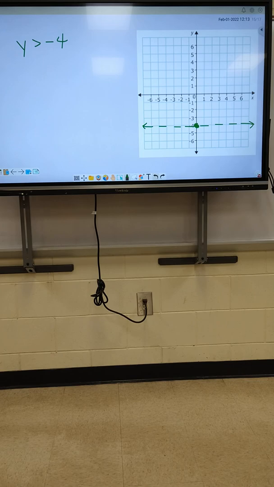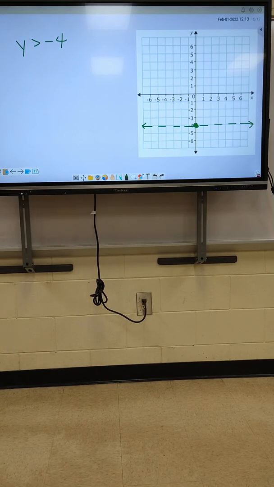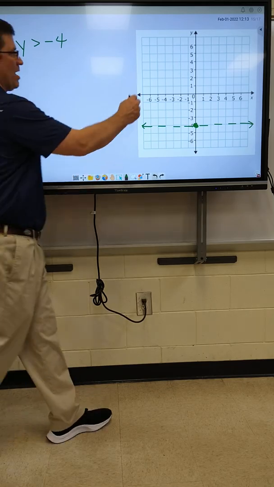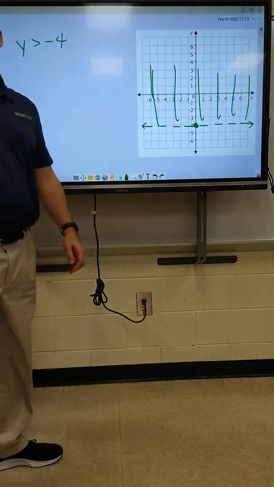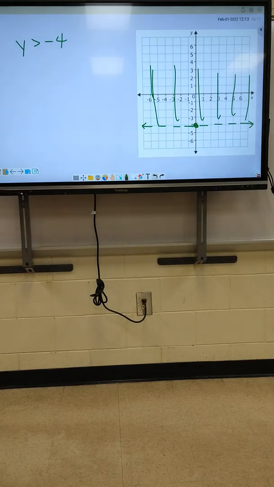All right, Hunter, do I shade above it or below it? All you gotta do is look at the board. Greater than says above it. So you would take your line, shade above. All right, so that's a different type of problem.